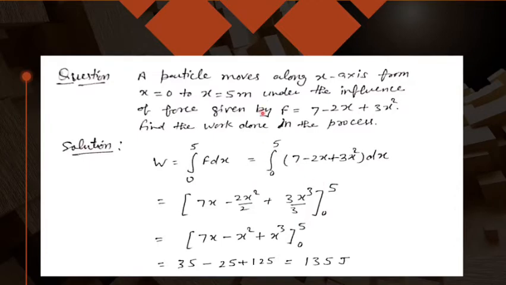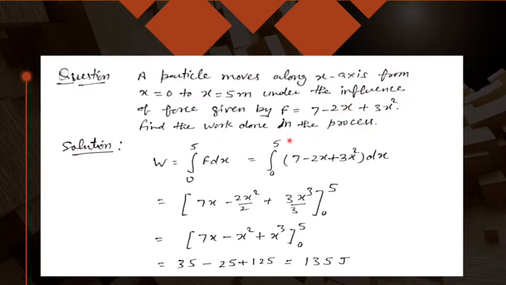The first question I am reading for you: a particle is moving along the x-axis from x equals 0 to 5 meter under the influence of the force F given by 7 minus 2x plus 3x square. Now when x varies, force will also vary. When position is changing, force is changing, because force is a function of the position or the distance. So force is variable, it is not constant. You have to find the work done in this process.